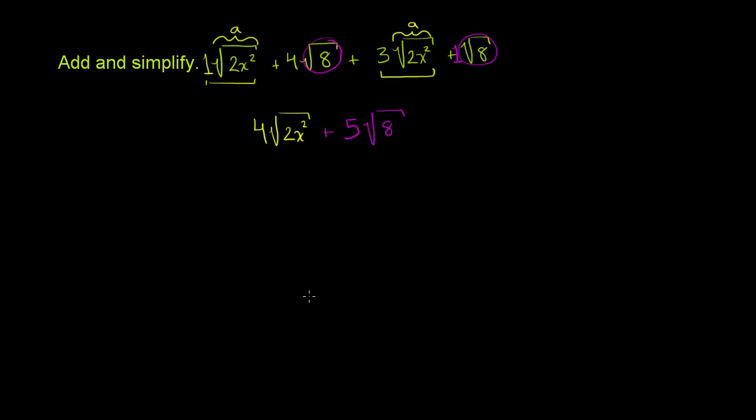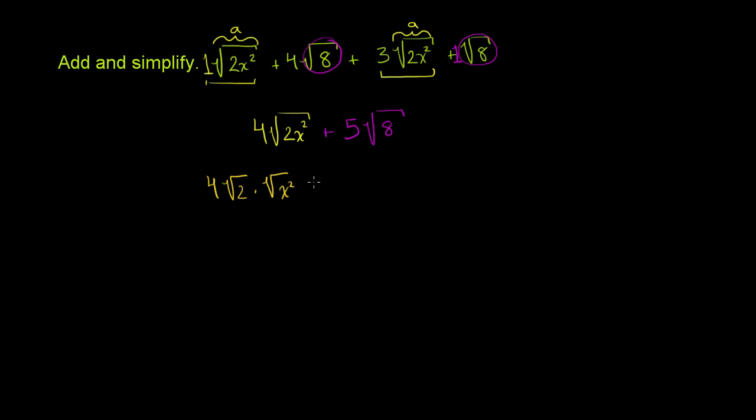And now let's see if we can simplify this any more. We have 4 of something, and then we have 5 of something else. So you can't just add these two things together. But maybe we can simplify this a little bit. So we know that the principal root of 2x squared, let me write the 4 out front, so we have the 4, is the same thing as the principal root of 2 times the principal root of x squared. So I just rewrote this part right over here.